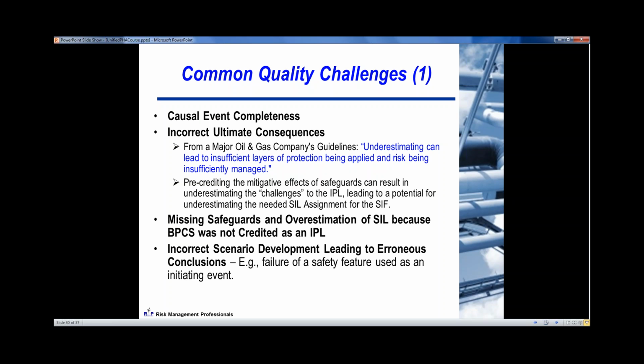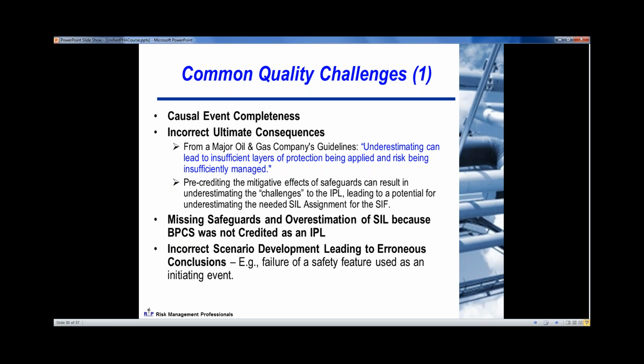All those things mean that overestimating SIL is not only expensive, but it can detract resources from more important safety issues. So not properly identifying basic process control system safeguards and identifying safeguards appropriately can give you a more expensive facility with less safety. Again, another reason why you want to do a good job with the HAZOP and LOPA.